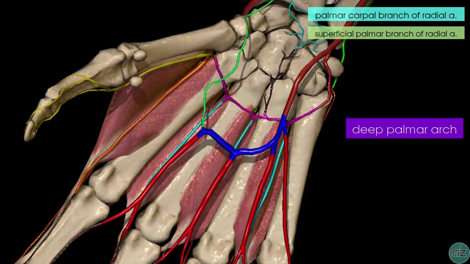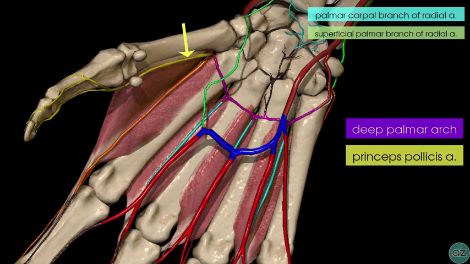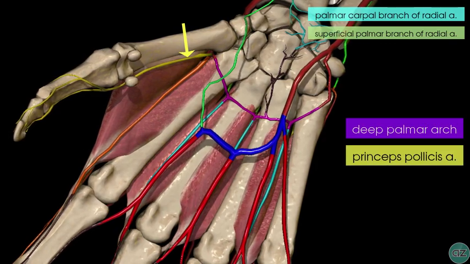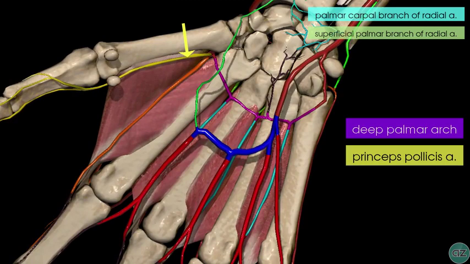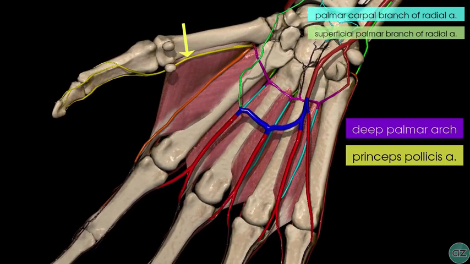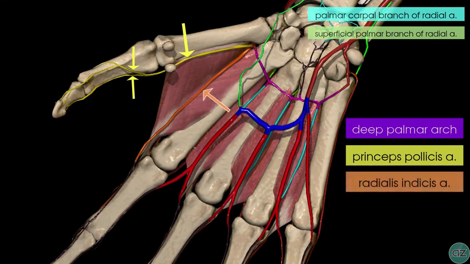In addition, there are two other arteries which we can see here given off just as the radial artery turns onto the palmar aspect of the hand. In yellow, we've got the princeps pollicis artery, which is given off as the radial artery turns into the palmar surface to form the deep palmar arch. This artery runs along the palmar aspect of the first metacarpal, and it divides into two branches distally. The other branch is the radialis indicis artery, which is a branch that supplies the index finger, and you can see this artery in orange running along the first dorsal interosseous muscle.